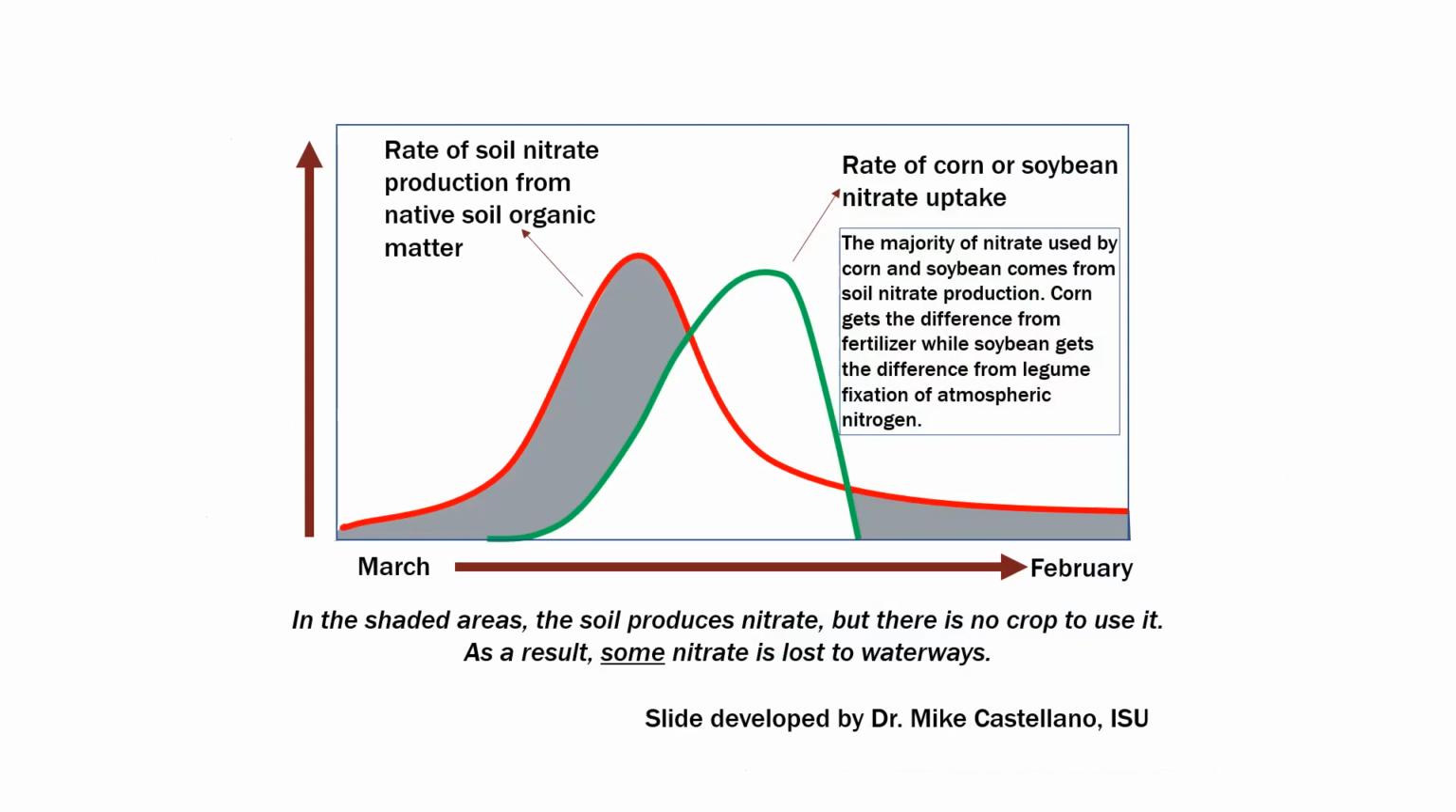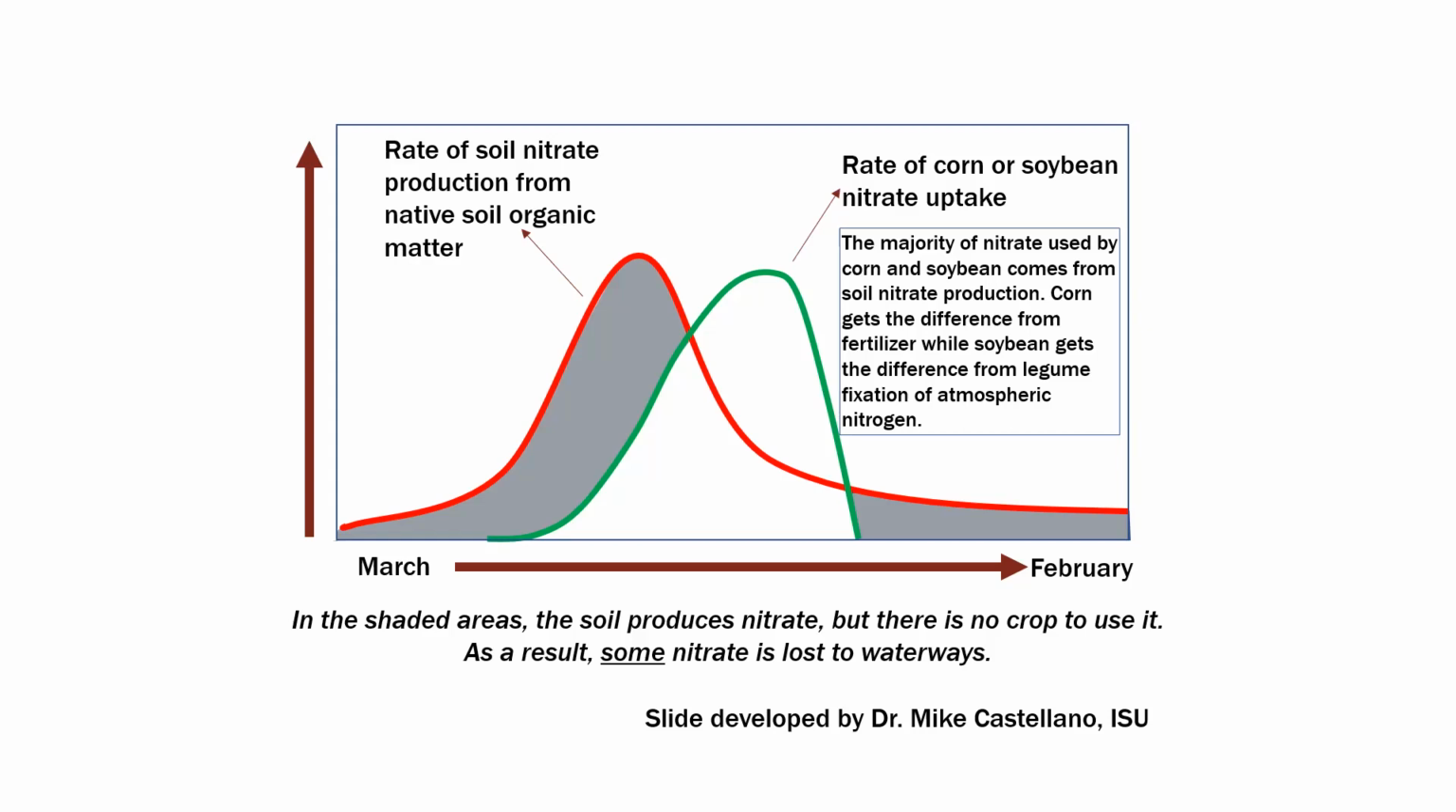I always like showing this slide from Dr. Castellano from Iowa State University. The red line there, that first red line that you see, is the rate of soil nitrate production from native soil organic matter. So basically, when are we converting that organic matter that's out there in that soil into nitrate that's available for the crop? Also, it's water soluble at that same time. And that green line shows us when the crop is actually ready to utilize that nitrate. You see those two peaks don't line up. And if they did, we would not be having nearly the concern or issues that we are having with nitrate from our crop production systems right now.